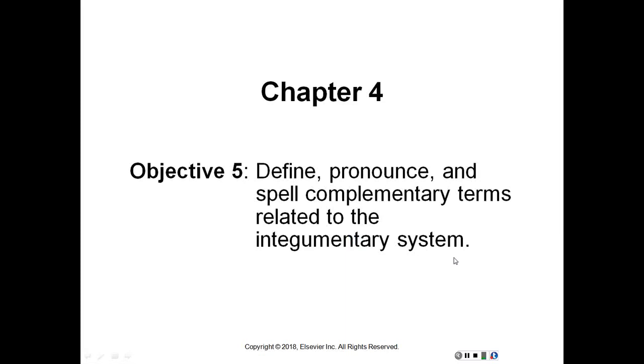Continuing with Chapter 4, Objective 5: define, pronounce, and spell complementary terms related to the integumentary system. There are quite a few, both built from word parts and not built from word parts, so let's go ahead and get started. They're not listed on the slide, so just follow along in your textbook.